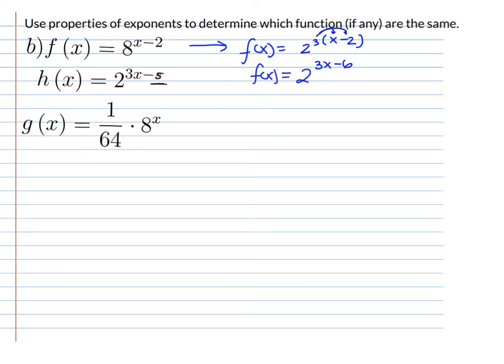Well, we're very close to being the same. We have a 2 to a 3x minus, but this is a 5 and we got a 6. So that means these are not equivalent. Very close, but not equivalent. So now we know that f of x does not equal h of x. Not the same.